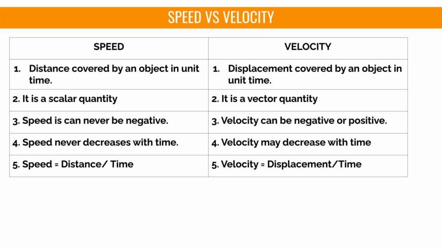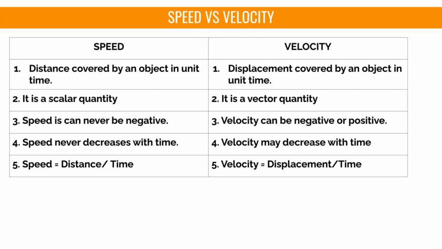Now comes the most important and most confusing part for students: speed versus velocity. Let's clear this once and for all. Speed is the distance covered per unit time. Formula is speed equals distance divided by time. It is a scalar quantity. It can never be negative.